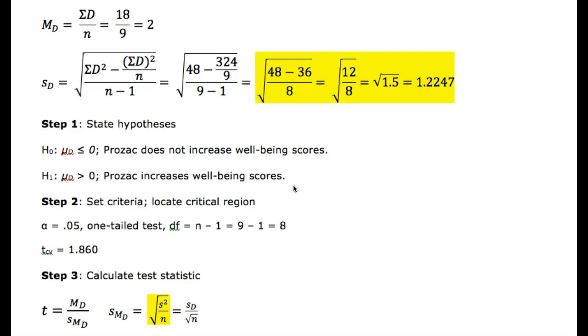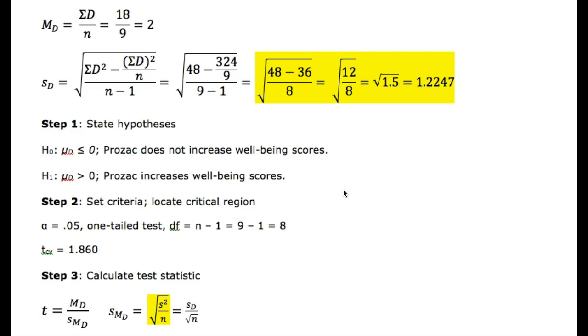Step 2, set the criteria, locate the critical region. Alpha is equal to 0.05. We know this is a one-tailed test. How do we know? Our alternative, right? Our alternative says greater than, it's giving us direction, it's a one-tailed test.